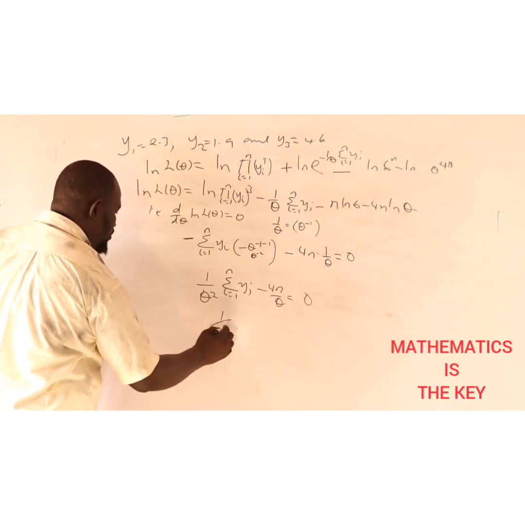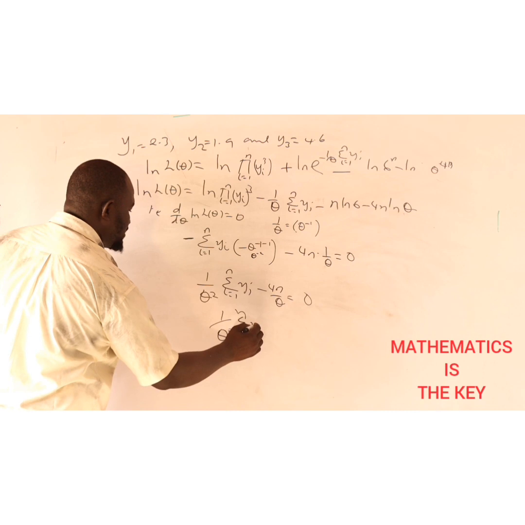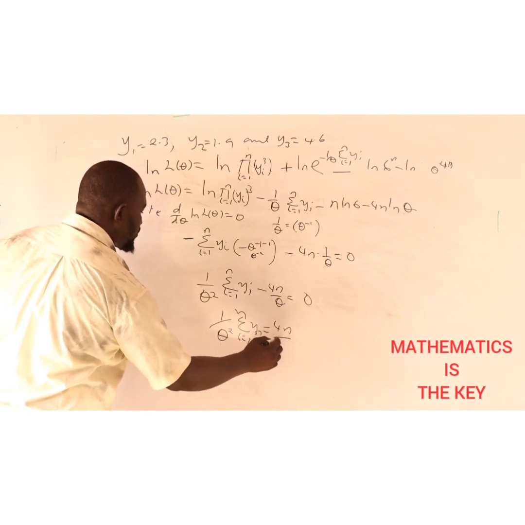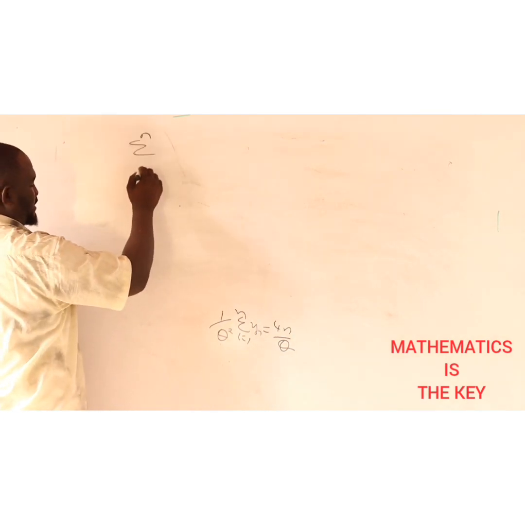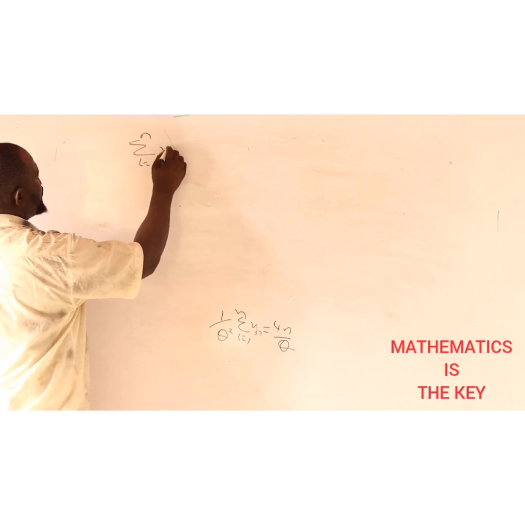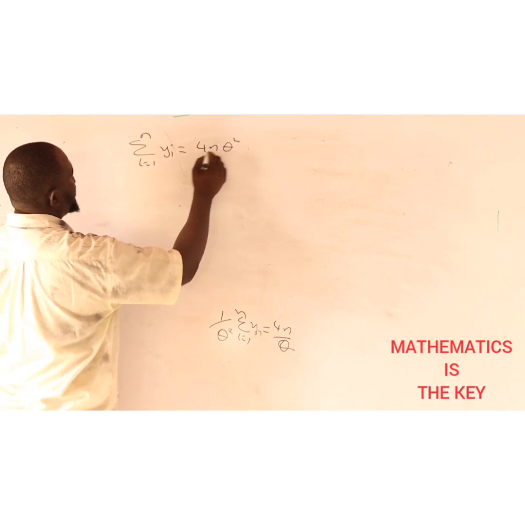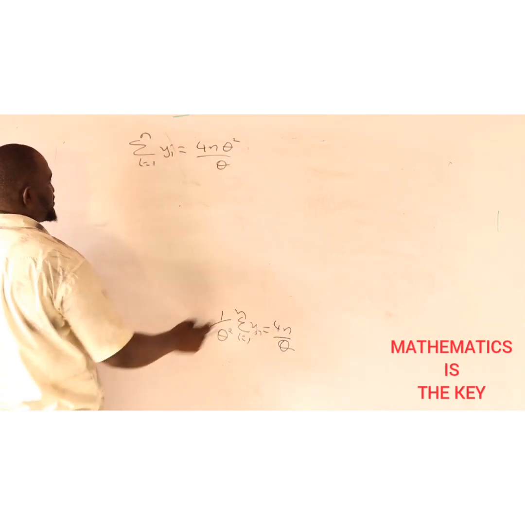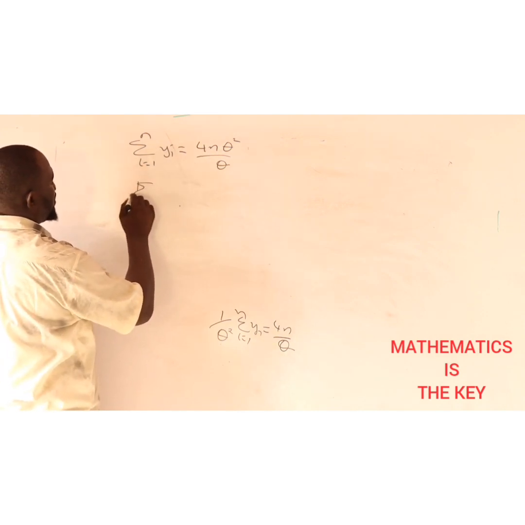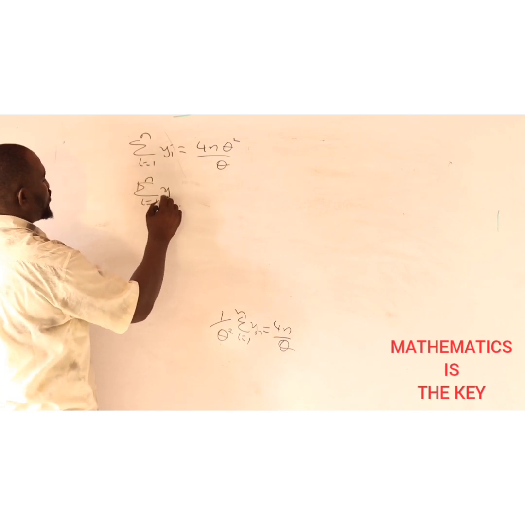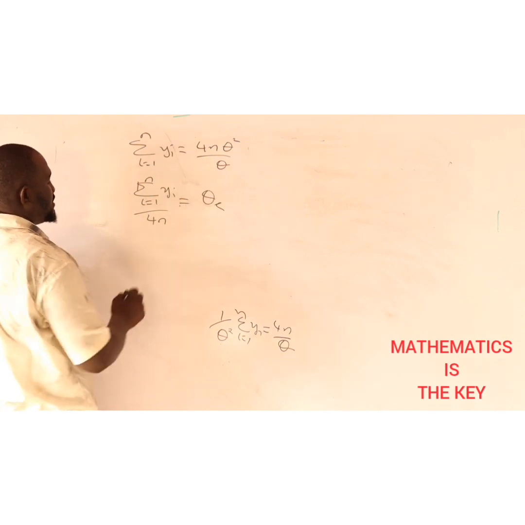So we have 1 over theta squared summation to n of i equals 1 of yi equal to 4n over theta. Simplify this: we have the summation to n of i equals 1 of yi equal to 4n theta squared all over theta. We multiply through, then divide both sides by 4n. We have the summation to n of i equals 1 of yi all over 4n equal to theta. So this is the theta estimate.